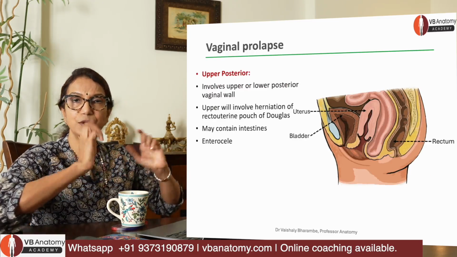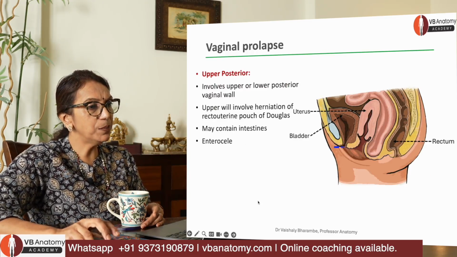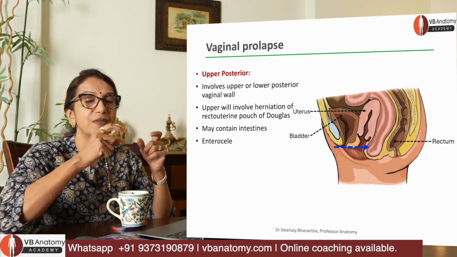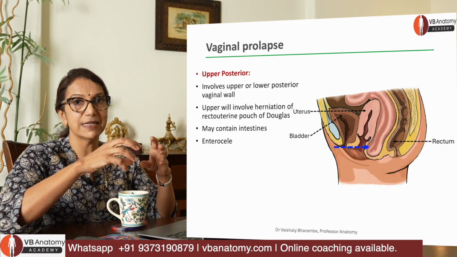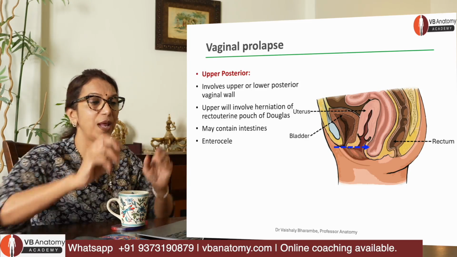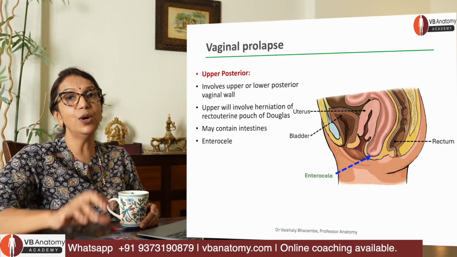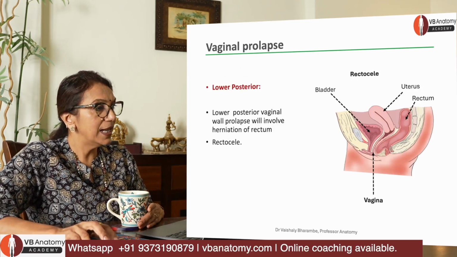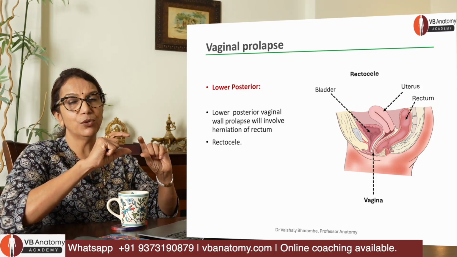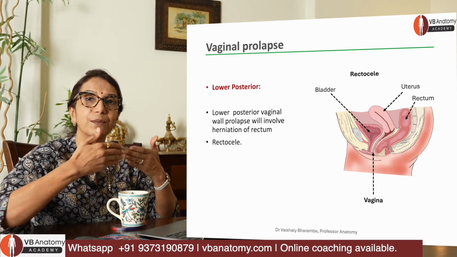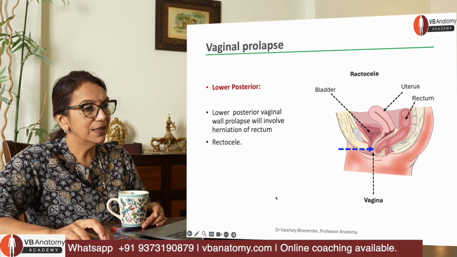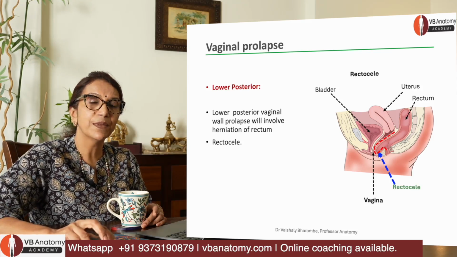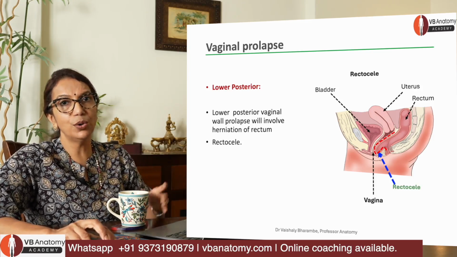Similarly, let's have the posterior wall prolapsing. If the upper posterior wall prolapses, then if you recall, the upper part of the posterior wall is related to the pouch of Douglas and its contents, which are the intestines. All this begins to prolapse downwards, resulting in formation of what is called an enterocele. Please pause the video, use the images to understand. Then if the lower wall of the posterior part of the vagina prolapses, that is related to the rectum. And therefore, you can see here how the rectum is prolapsing forwards, and that's the rectocele. So vaginal prolapses are related to all of these.